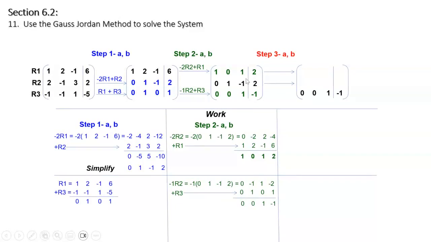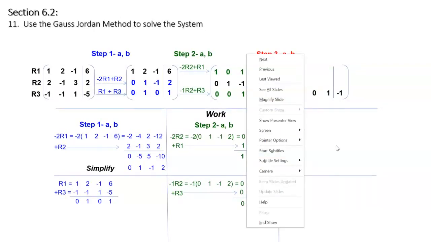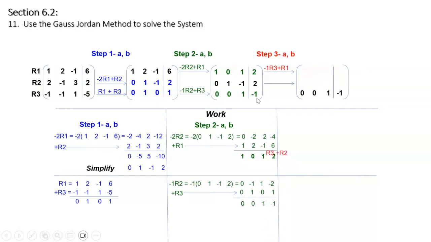So this is positive, and the 1 in row 1 is also positive. So I need to multiply -1 times row 3 and add it to row 1. And since the -1 in row 2 is already a negative, and here we have a positive, all we have to do is add these two equations, which is row 3 plus row 2.